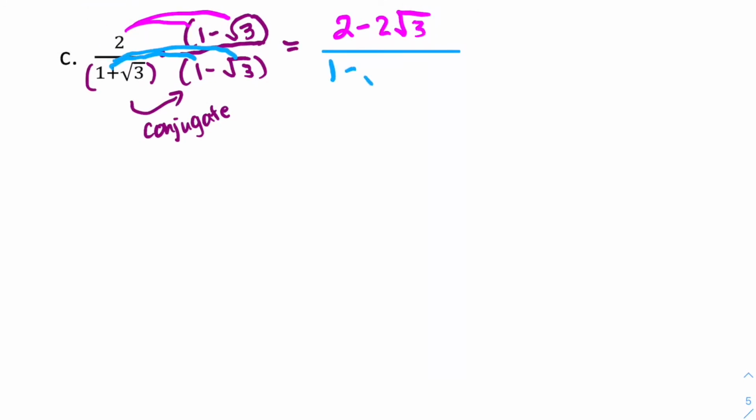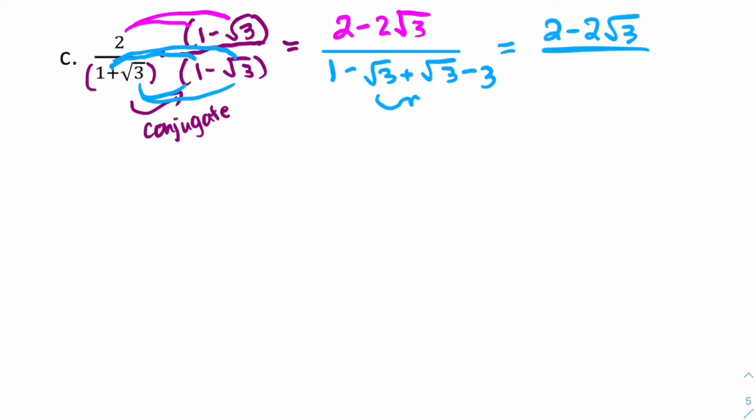and then 1 times negative square root 3 is negative square root 3. Square root 3 times 1 is positive square root 3. And square root 3 times negative square root 3 is going to be, if you want to go ahead and make it negative 3, no radical, you can. So if I combine, I'm going to have 0 square roots of 3, which was our goal. And then 1 minus 3 is going to give me negative 2.